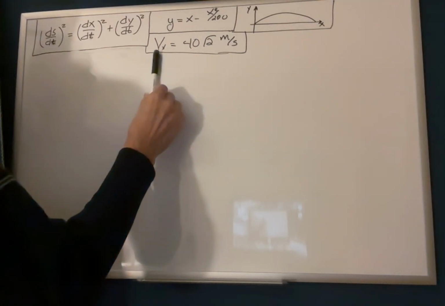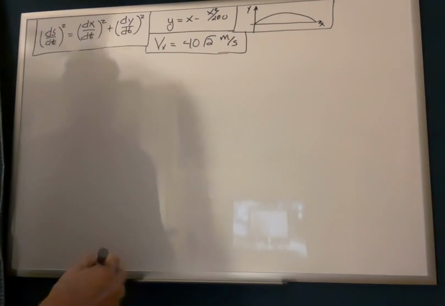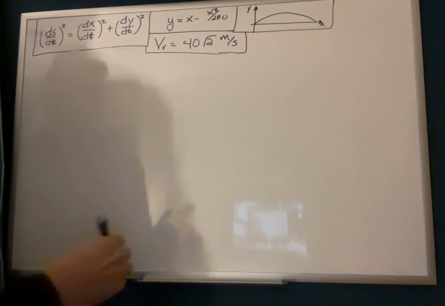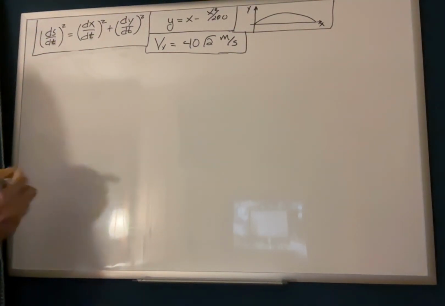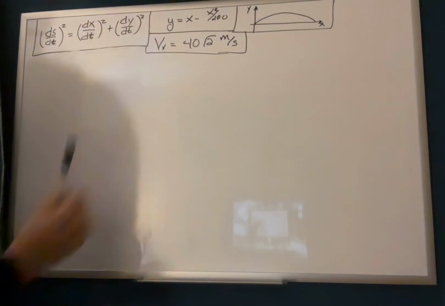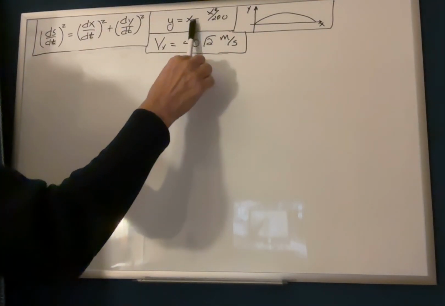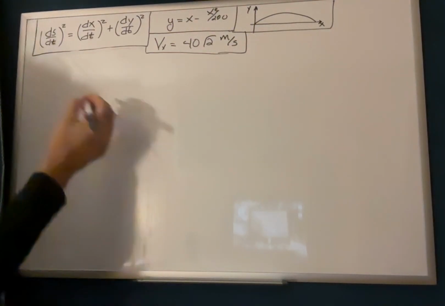We're going to say that its velocity in the x direction is 40 times the square root of 2 meters per second, feet per second, whatever you decide is fine. All right, so let's see. The first thing we need to do is take the time derivative of y. And since this is a composite function, and it's a function of x, we're going to have to use the chain rule.